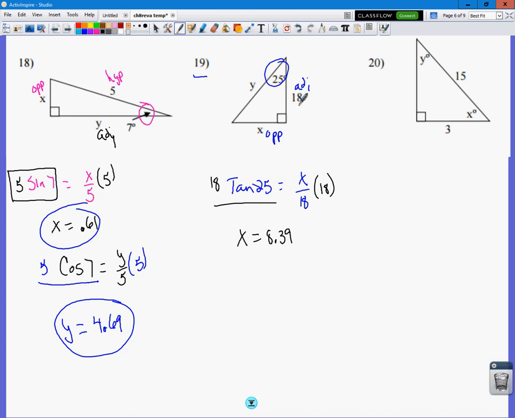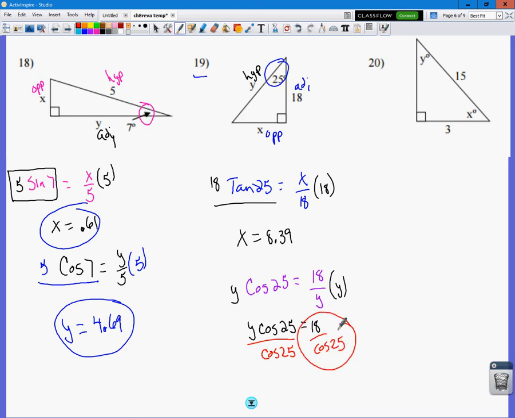The 18 is adjacent, but the y is the hypotenuse. Adjacent and hypotenuse would be a cosine function. The cosine of 25 is equal to the adjacent 18 over the hypotenuse, which is y. We don't solve for y when it's in the denominator, so we're going to multiply both sides by y, giving me y cosine of 25 is equal to 18. And to get y by itself, it's being multiplied by the cosine of 25, so I have to divide by the cosine of 25.